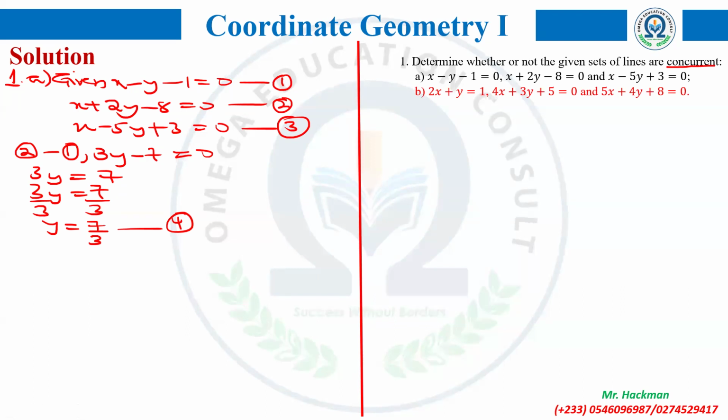Yes. Okay, so we want to substitute this one into equation 1 instead. So equation 4 into equation what? 1. So that will give us what? x minus 7 on 3 minus 1 is equal to 0. So we are going to get x.